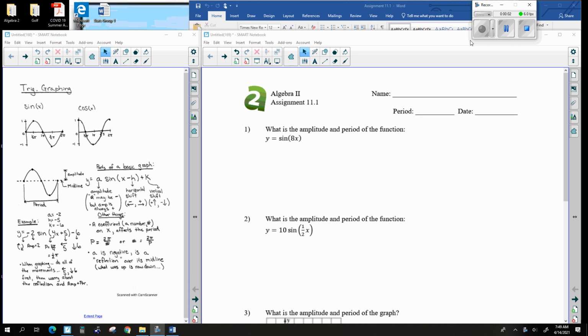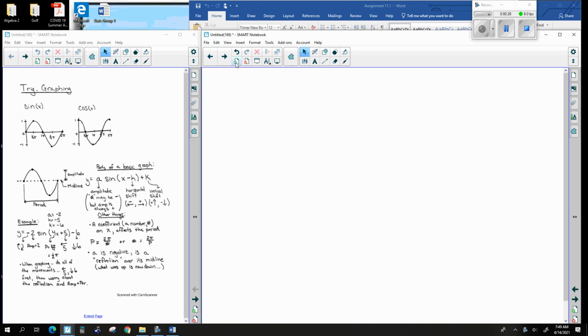Okay, here we begin with a new unit. This is Unit 11, Lesson 1. What this is going to deal with is graphing of trigonometry, so graphing, in essence, sines and cosines. Let me go over the basics of what a sine graph and a cosine graph look like, and then we can get on to these questions.